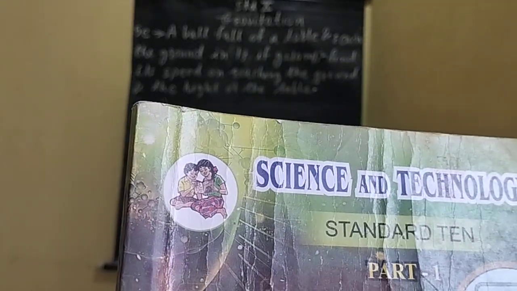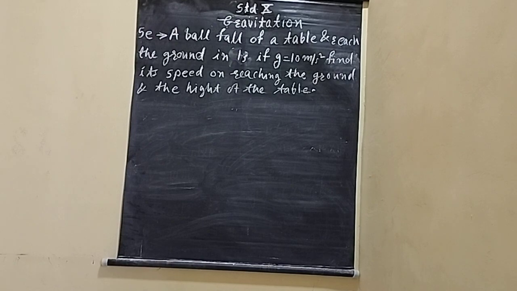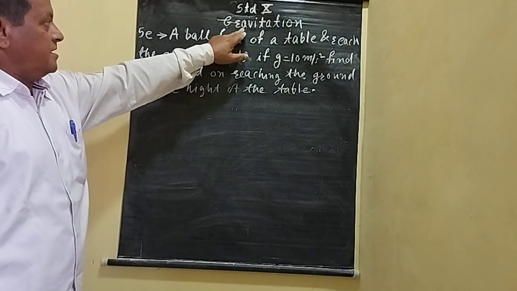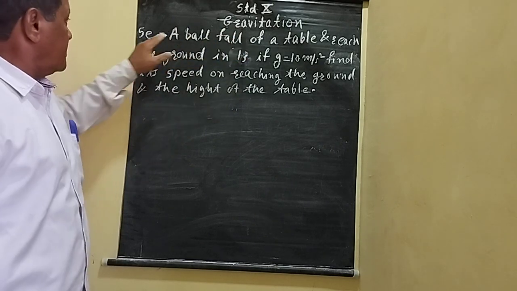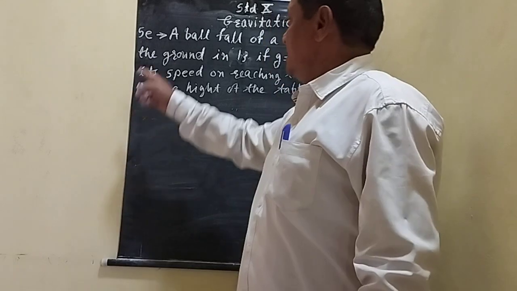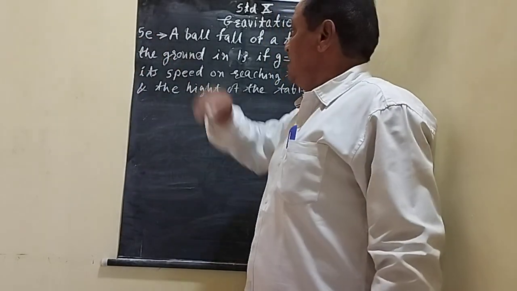Hello student, today in Science and Technology Part 1, Standard 10, first chapter, Gravitation, we are going to learn numericals from the exercise, that is question number 5, sub question E.